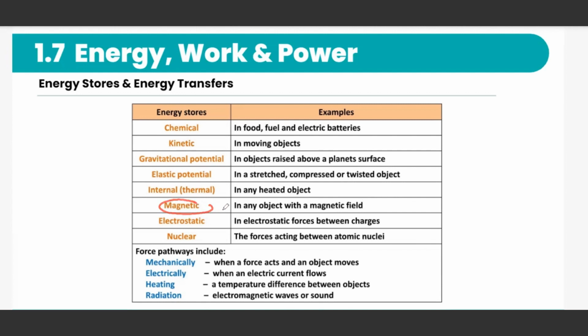Magnetic energy is when there is a magnetic field in an object. Electrostatic energy or electrical energy is caused by the electrostatic forces between charges. Then there is also nuclear energy, which is because there are forces acting between atomic nuclei. Now, these are not the only types of energies. These are some of the energies that you will come across in this syllabus.